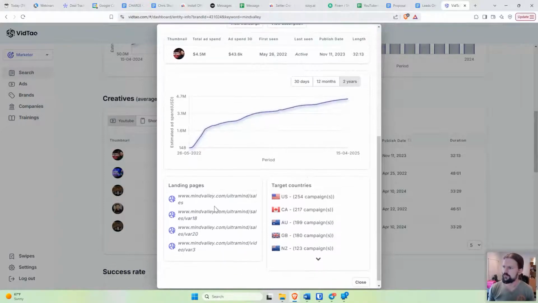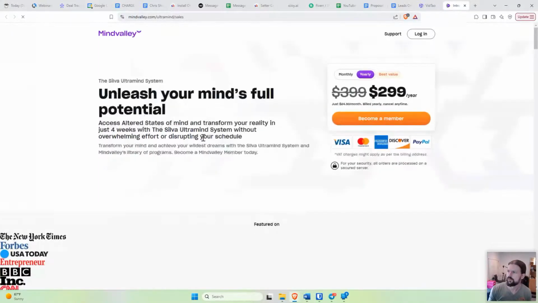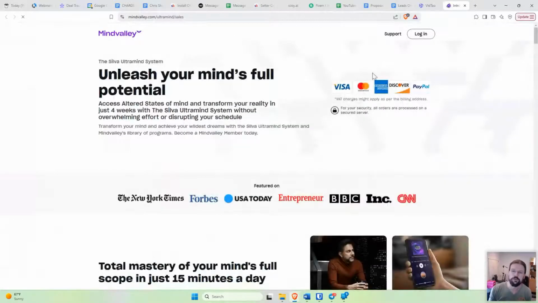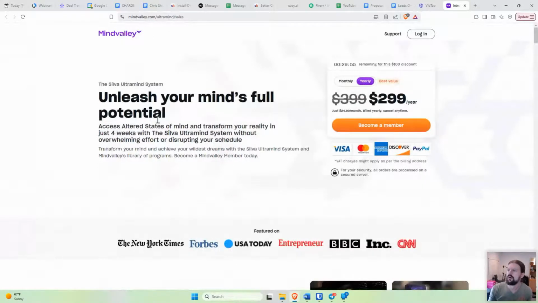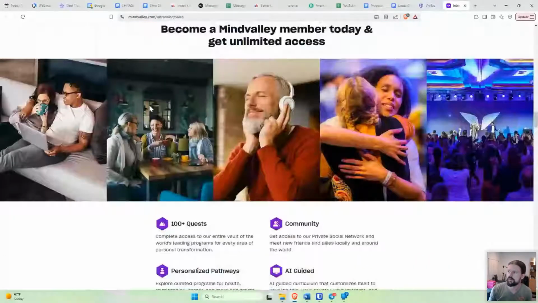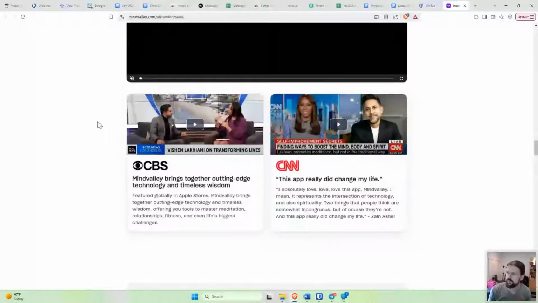Then I can also see the landing pages. So this is, where is this ad pointing to? Where do people go when they view this ad? And I can click on those and take a look at what the landing page is. And I can say, okay, this is what their landing page looks like. This is their price point. It's $2.99 a year. And if I'm a competitor to this company, I can take a look at that and format my landing page similar to theirs.